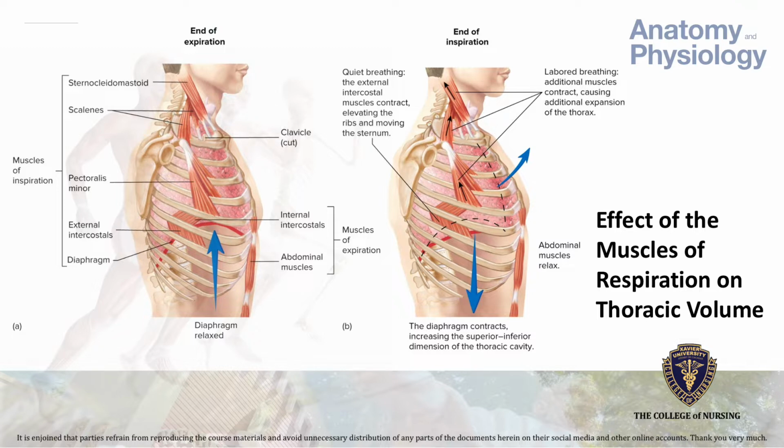There are several differences between normal quiet breathing and labored breathing. During labored breathing, there is a much greater increase in thoracic cavity volume. All the inspiratory muscles are active and they contract more forcefully than during quiet breathing. Also, during labored breathing, the internal intercostals and the abdominal muscles contract forcefully. This decreases thoracic cavity volume more quickly and to a greater degree than during quiet breathing.